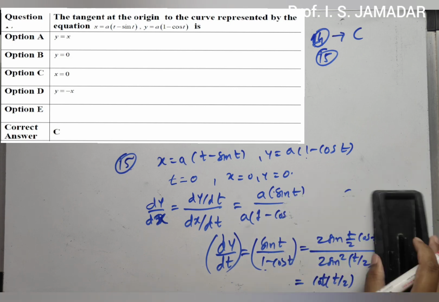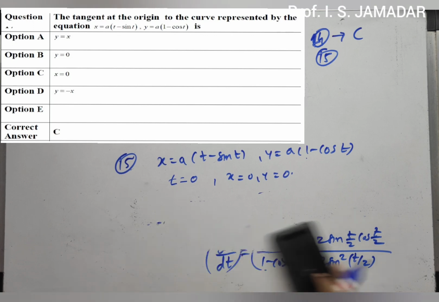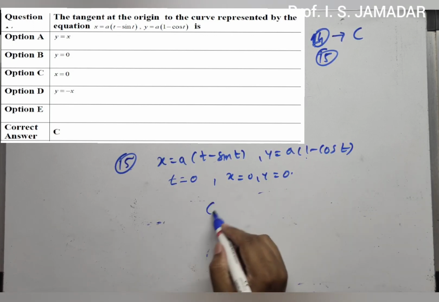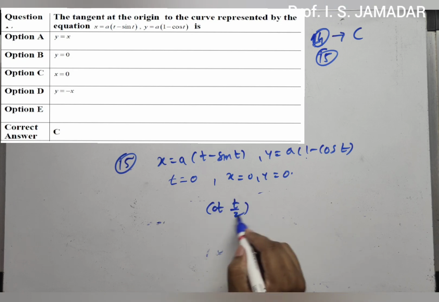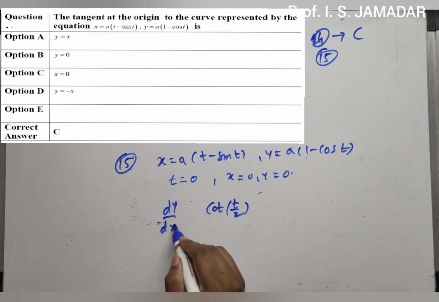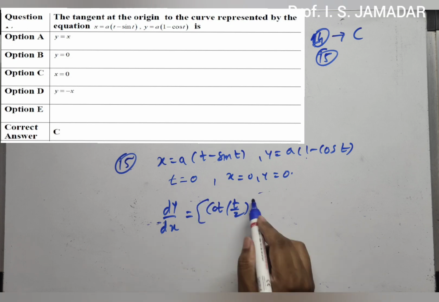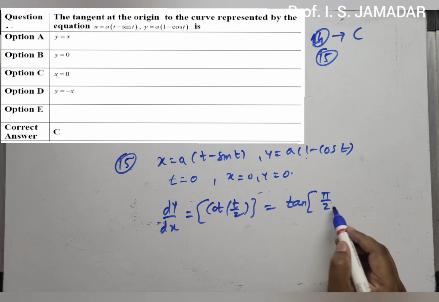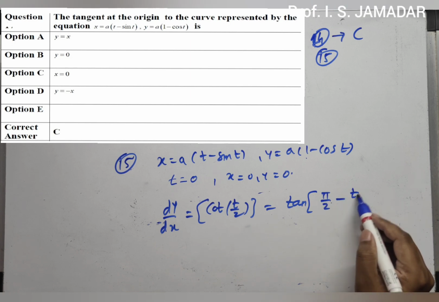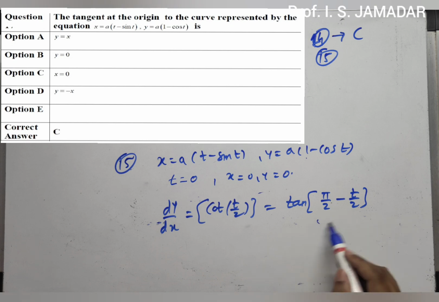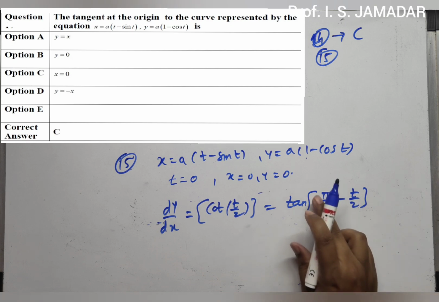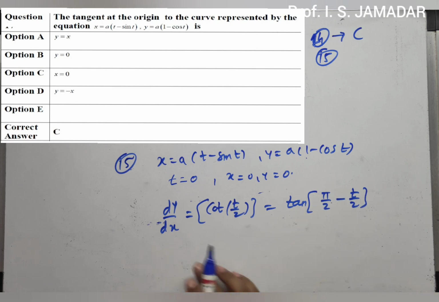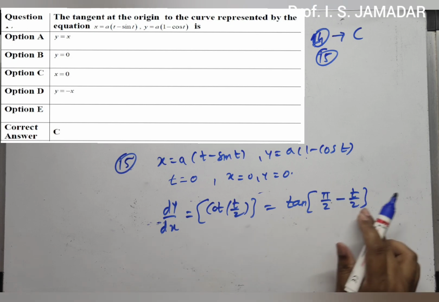Now what is that cot t by 2? How can we write that cot t by 2 in terms of tan? So cot of t by 2 is equal to tan of pi by 2 minus t by 2. Is it? By using the odd angle concept. The angle lies in the first quadrant, odd multiple of pi by 2, tan will change to cot, and in the first quadrant everything is positive. So we have dy by dx is equal to tan of pi by 2 minus t by 2.